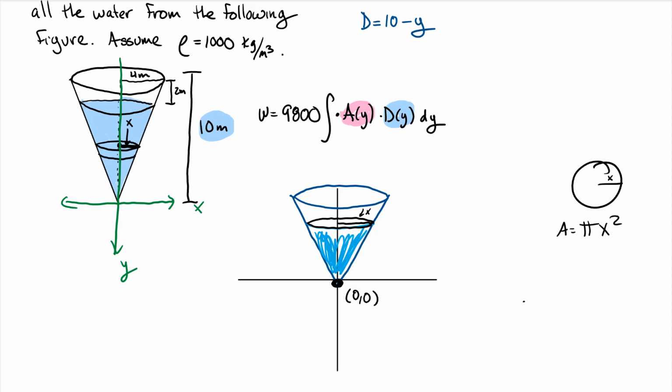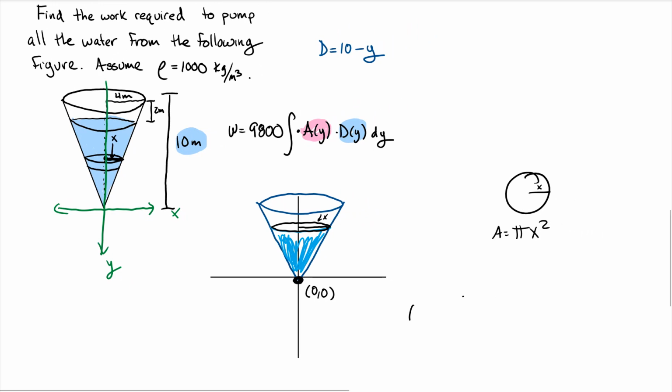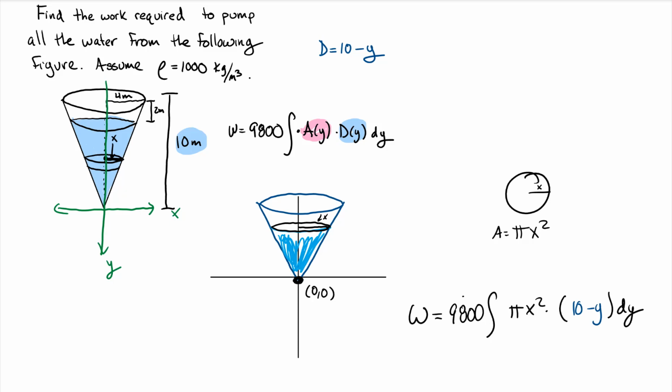Well, I think we have everything. Let's just put it in and see if we can solve. We say the work is equal to 9,800 times the integral of, we'll talk about that in a second, the area, which is pi x squared, times the distance, which we found to be 10 minus y. Do you see the problem? It's x, and we're doing dy. We have to convert that x into y's.